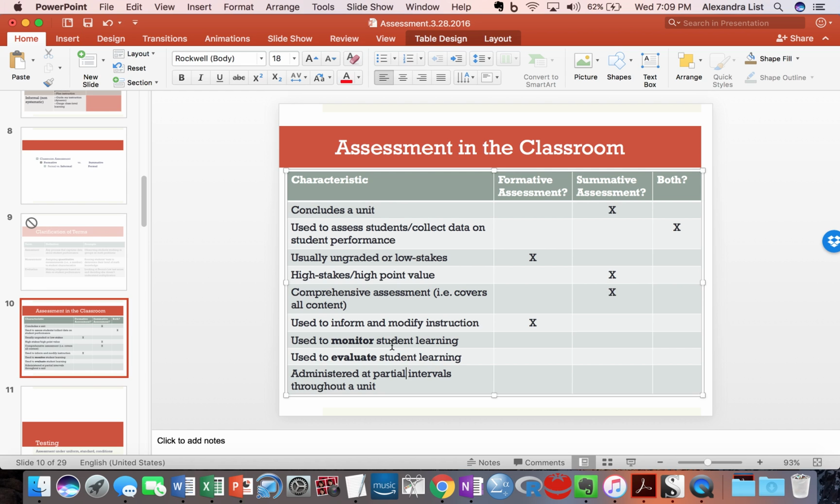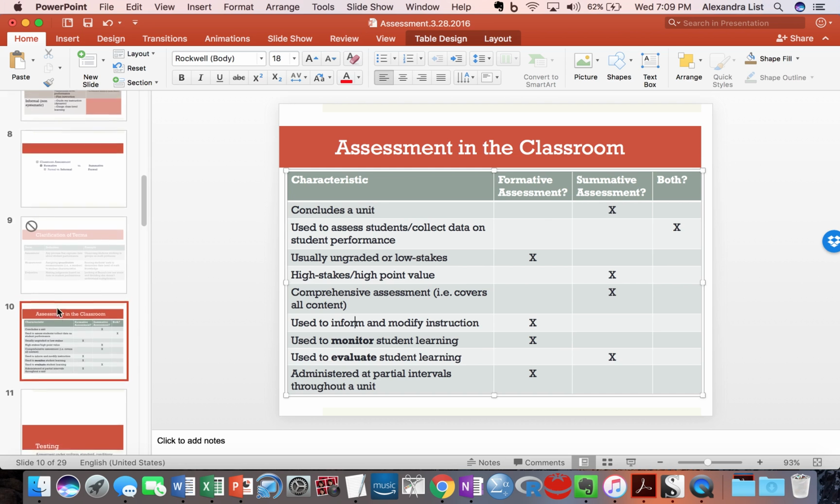Used to monitor student learning. So that is formative, and that goes along with why the purpose of formative instruction is to see how students are developing skills. Used to evaluate student learning. And when I'm using the term evaluate here, what I mean is draw a judgment about what students have learned. And that we would think about as an aspect of summative assessment. And administered at partial intervals throughout a unit is, of course, formative assessment. And we talked about there being more and more frequent types of formative assessment.